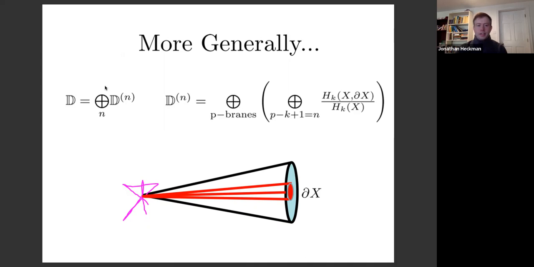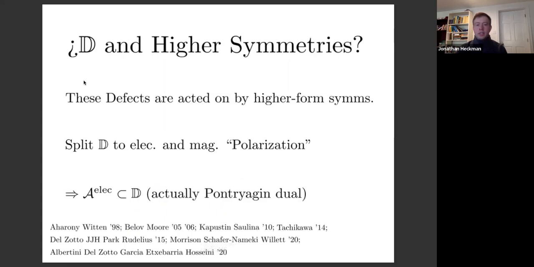Great. So that's what we do for the more general defect group story. Okay, so what does this have to do with higher symmetries? So these defects that we just introduced are acted on by the higher form symmetries that we just mentioned. To see how that comes about, we have to split things into an electromagnetic basis for the defects. And this amounts to what's called a polarization.